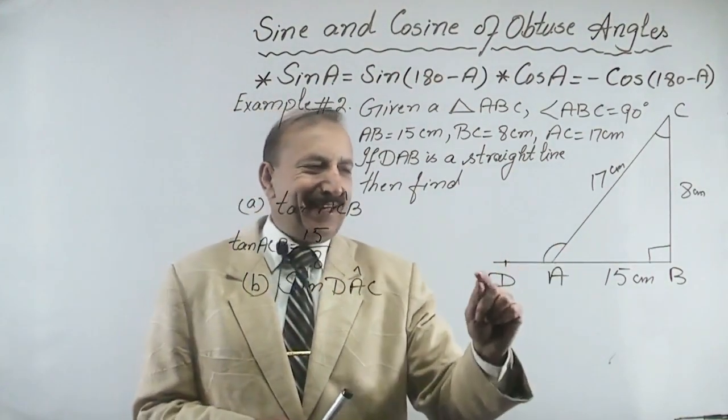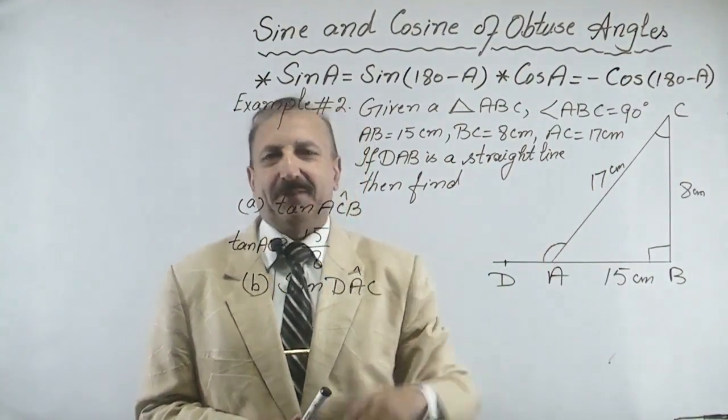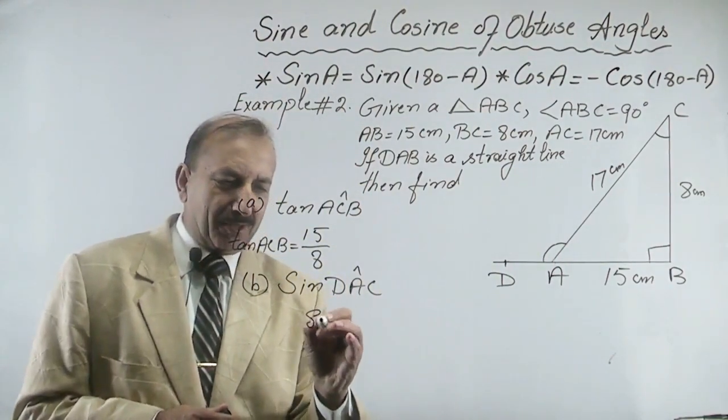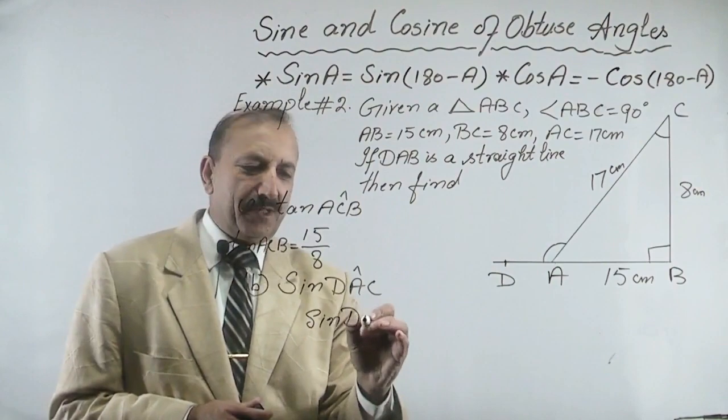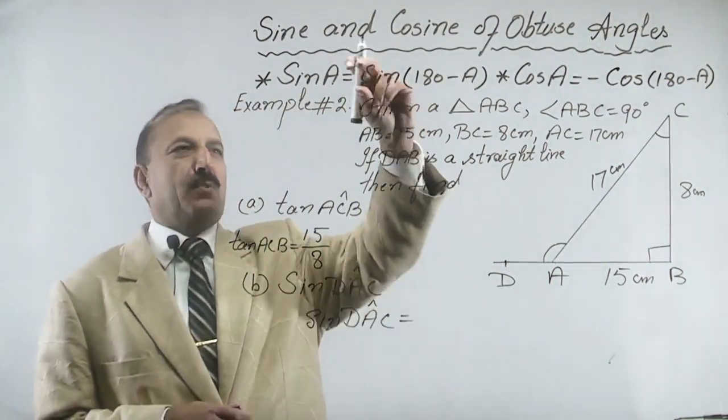This angle, DAC, this angle. We are supposed to find the sine of this angle. And how will we work? Look at here. Let's write it again. Sine of DAC angle is equal to, let's get help from this relation.